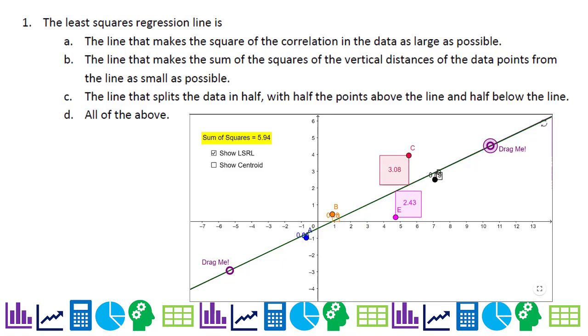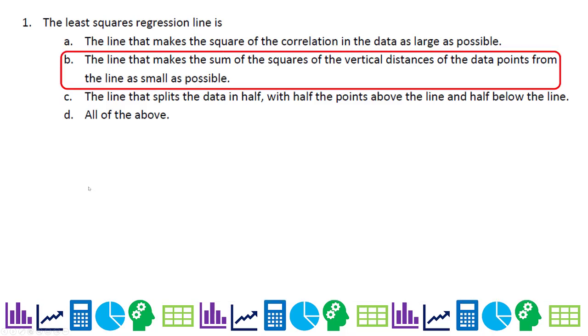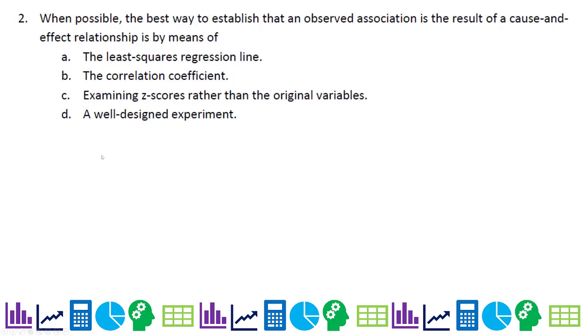So you can see that we don't necessarily have half the points above or half below, although in this case it looks like we have 3 points below here and 2 points above. So that doesn't, C is not an option. And we're definitely not trying to make the square of the correlation. Well, you can have the square of the correlation as large as possible, but that's not the point of the least squares regression line. The answer is B, the line that makes the sum of the squares of the vertical distances of the data points from the line as small as possible. Hint, it says least squares, smallest possible squares.